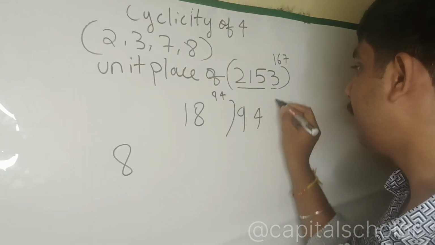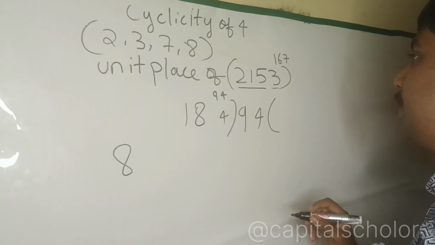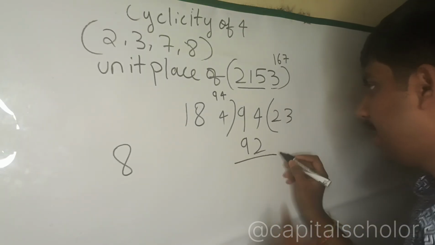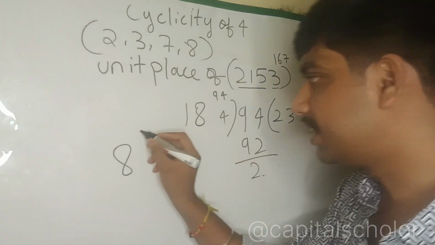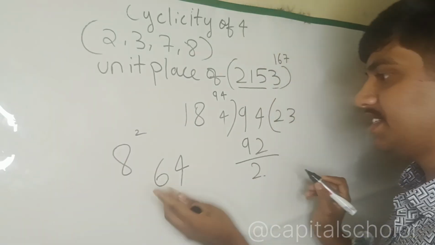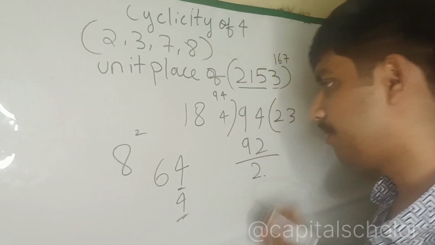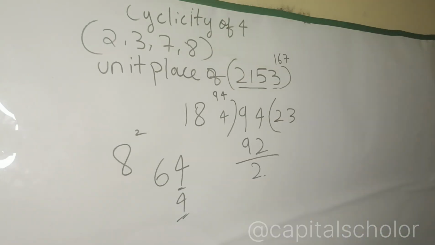94 divided by 4. 4 tens are 40, 4 20s are 80, 21, 22, 23. 23 is equal to 92. The remainder is 2. What I have told, take the remainder and place it here. 8 8s are 64. What is the unit place of 64? It is 4. So the answer will be 4. Okay, I hope you understand.